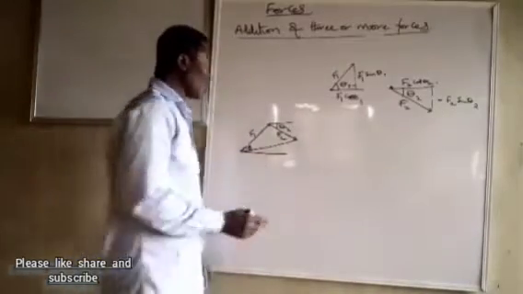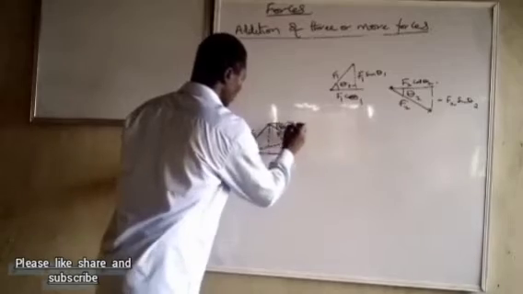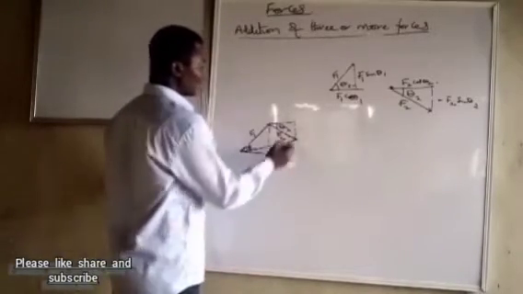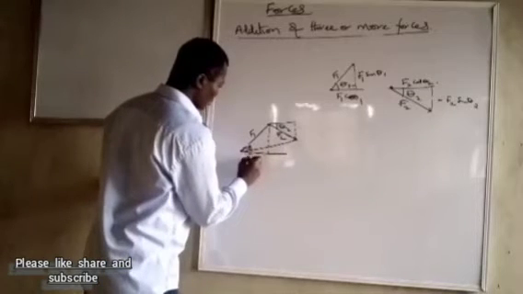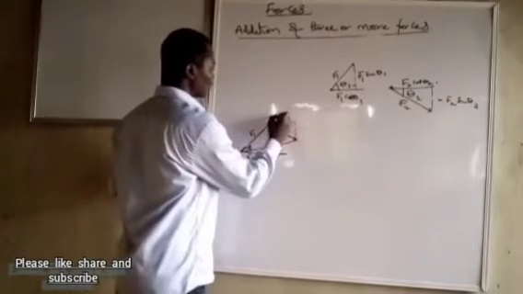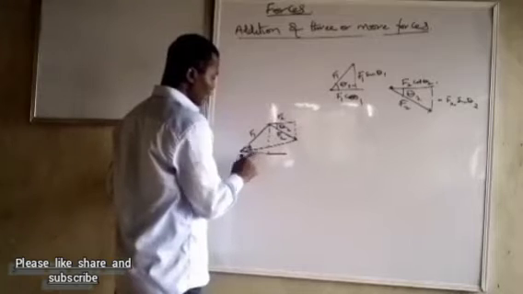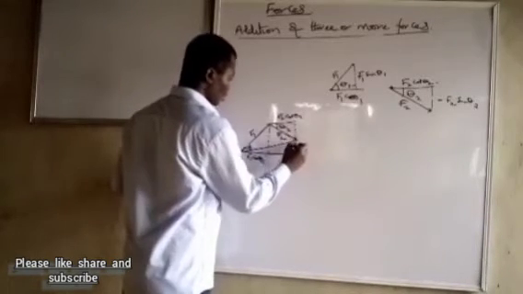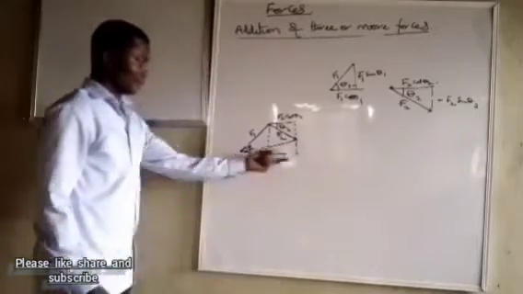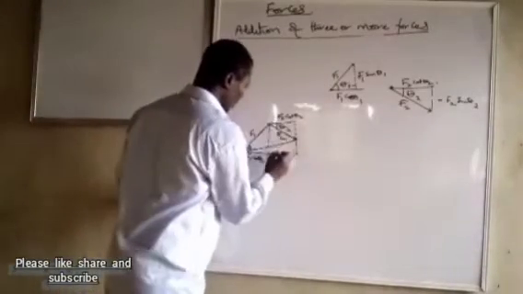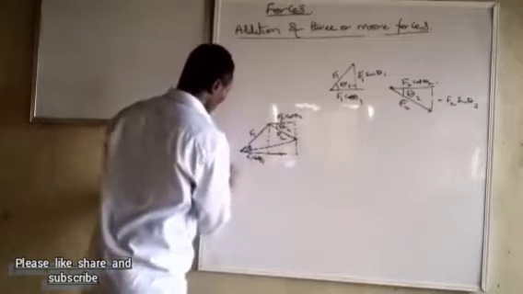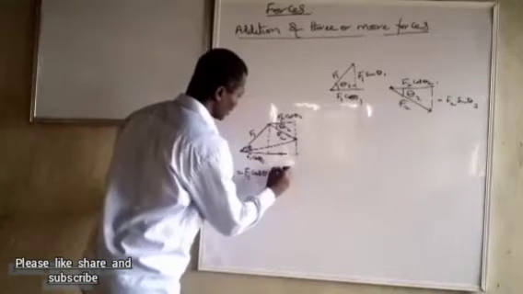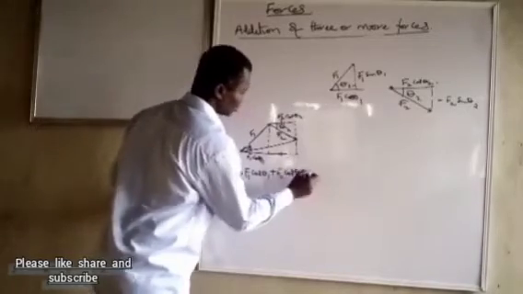Let's check the horizontal components. For this resultant, the horizontal component will be F1 cos theta 1 and F2 cos theta 2. So the total horizontal component is the sum of these, so Rx is equal to F1 cos theta 1 plus F2 cos theta 2.